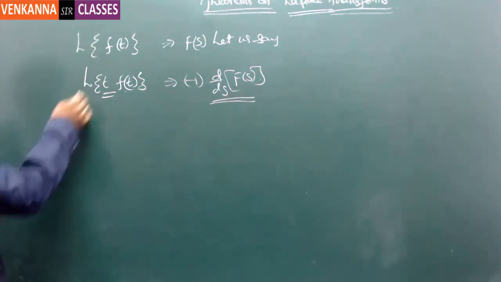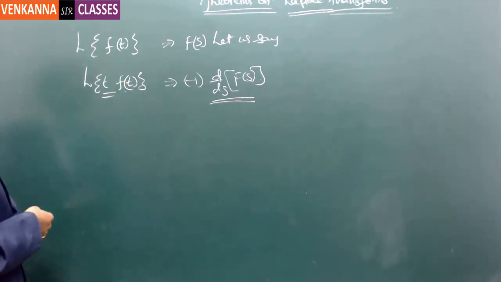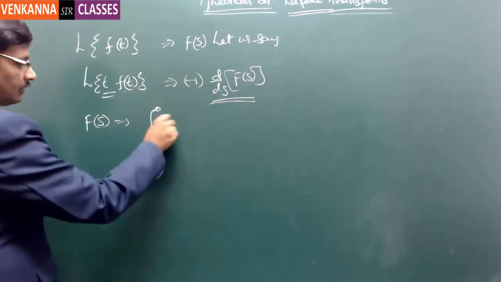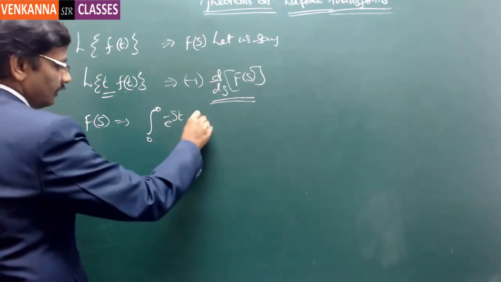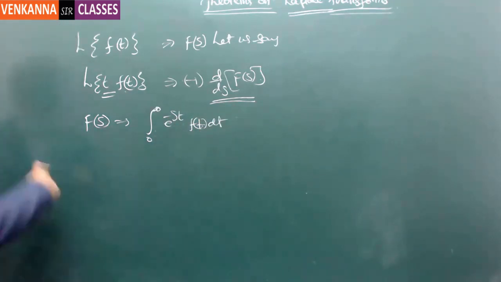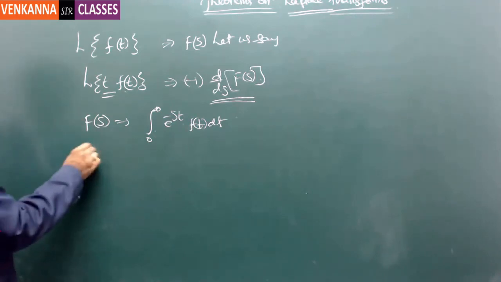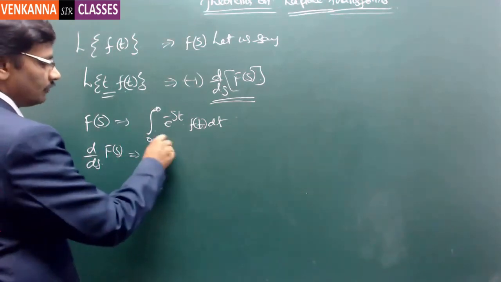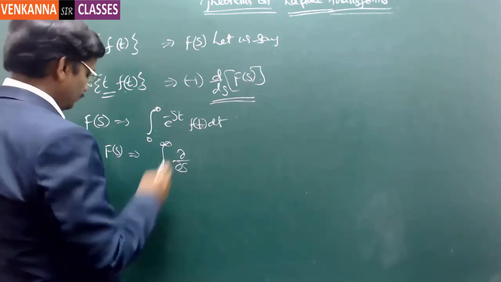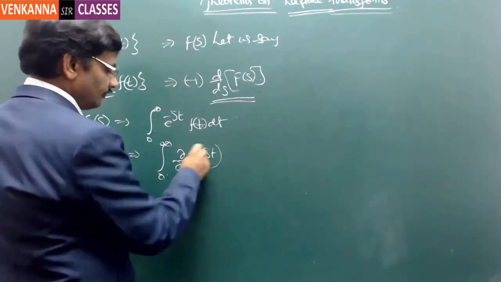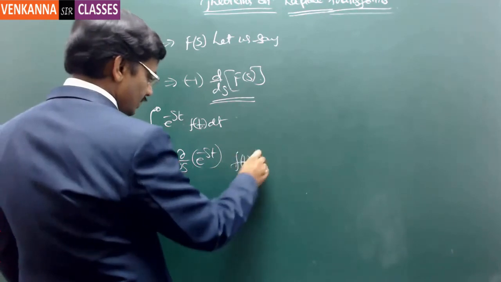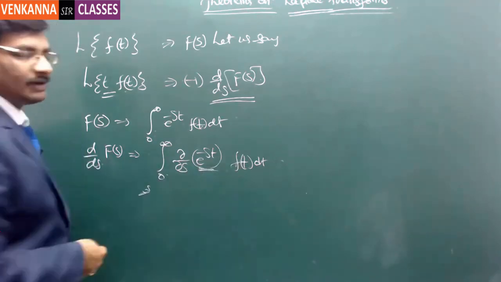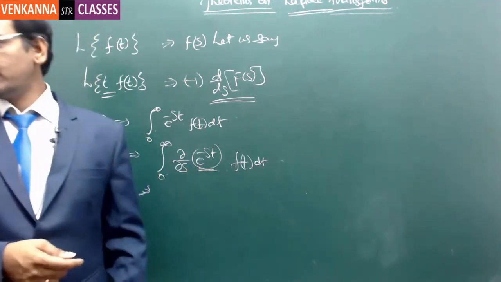You know the Laplace transform of f of t is F of s. The way we look at it, F of s is equal to integral 0 to infinity e power minus st into f of t dt. Now if you take the derivative of this with respect to s, then d by ds of F of s is integral 0 to infinity of dou by dou s of e power minus st into f of t dt. Being a function of s alone, f of t is treated as constant because you are doing the derivative with respect to s, right?